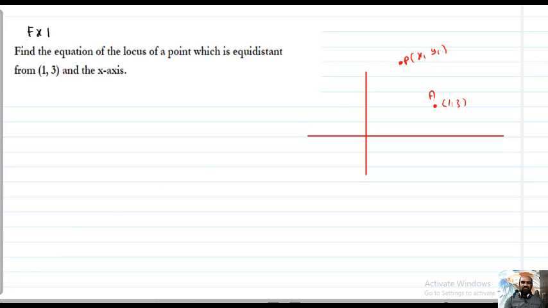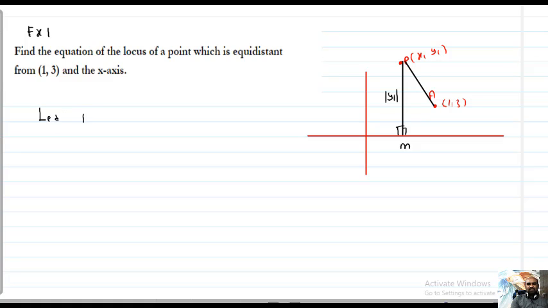The distance from P to the x-axis and P to A should be the same. Okay, this distance should be equal. Obviously, this PM is nothing but mod y1 only, the distance from a point to the x-axis. So I want to write the steps now.